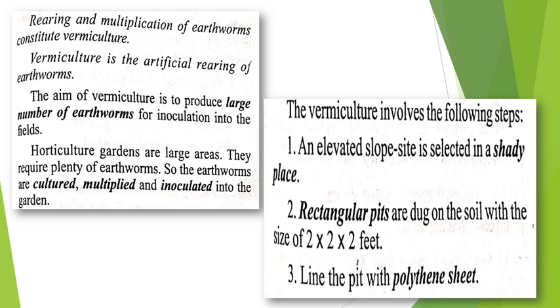So talking about vermiculture steps, rearing and multiplication of earthworms constitute vermiculture. Vermiculture is the artificial rearing of earthworms, meaning we can rear them in an artificial manner, and in situ vermicomposting भी हम कर सकते हैं. The aim of vermiculture is to produce a large number of earthworms for inoculation into the field.